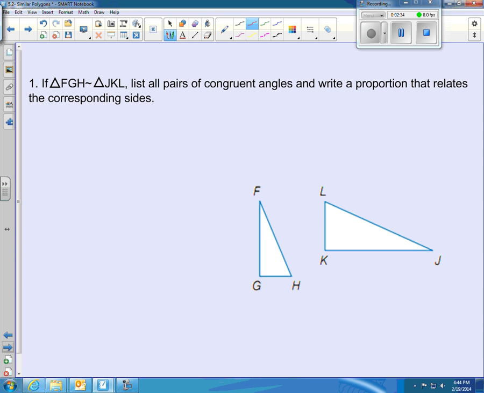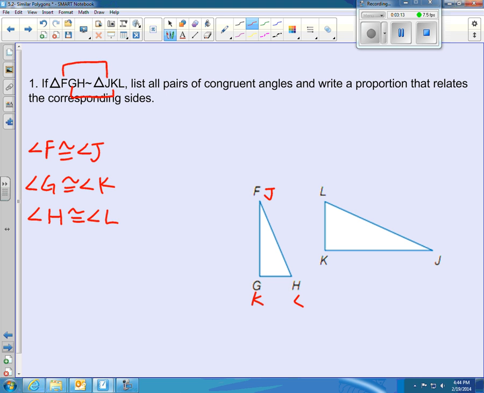So let's look at problem 1. It says if triangle FGH is similar to JKL, so we already know that they're similar, list all pairs of congruent angles and write a proportion that relates the corresponding sides. Just like when we talked about congruent figures, with proportional ones, again, we match our letters up. So F goes with J, G goes with K, and then lastly, H goes with L. So we can say angle F is congruent to angle J, angle G is congruent to angle K, and angle H is congruent to angle L. So we can state all our angles are congruent.